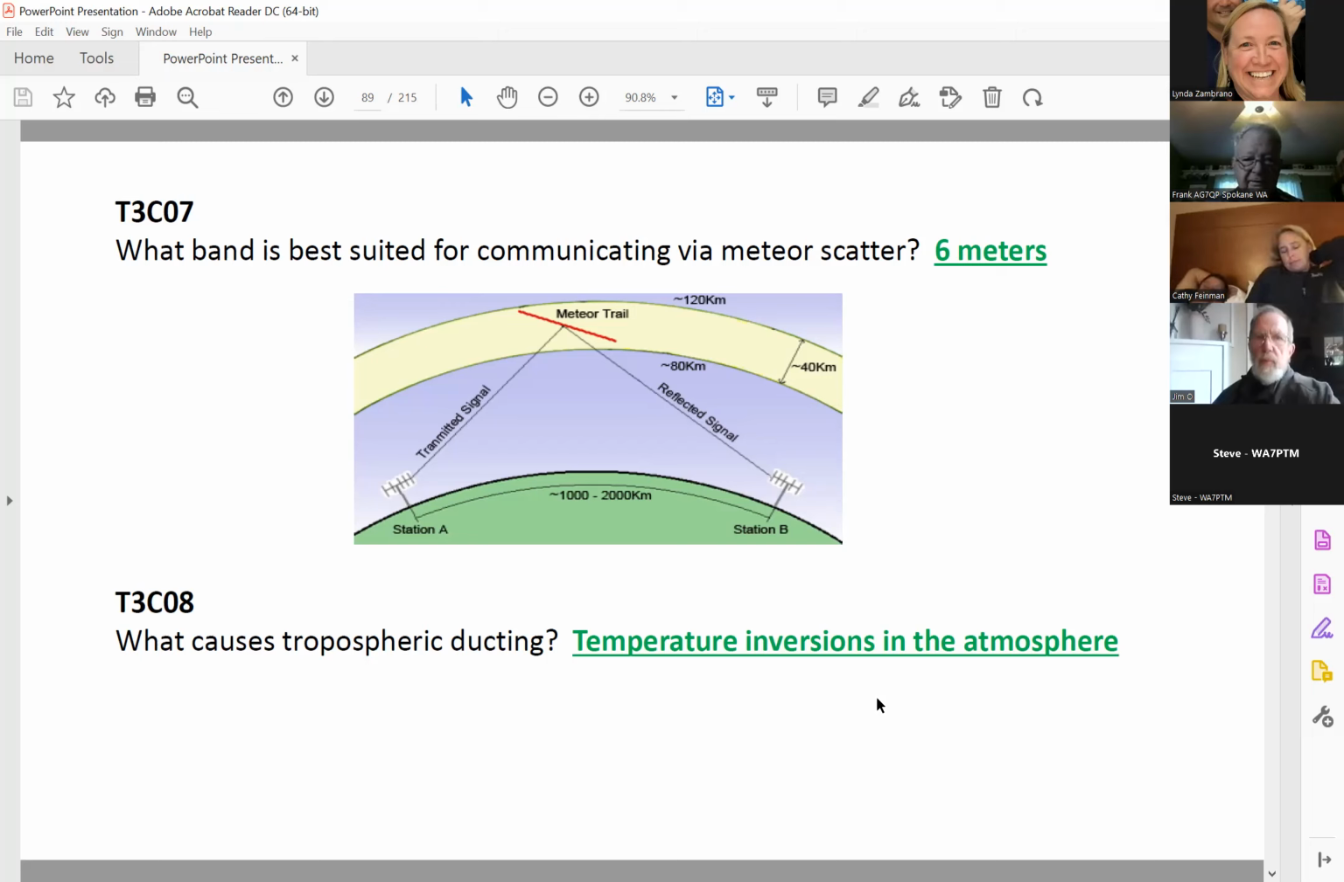And that, as I say here, is caused by temperature inversions in the atmosphere. Normally as you get higher, it gets colder. But sometimes it gets turned around, and you can think of it as the air creating this barrier. Again, the radio waves can sense that and they bounce off of it.